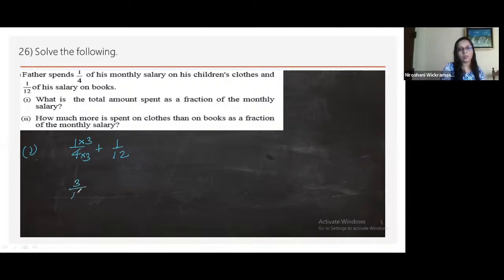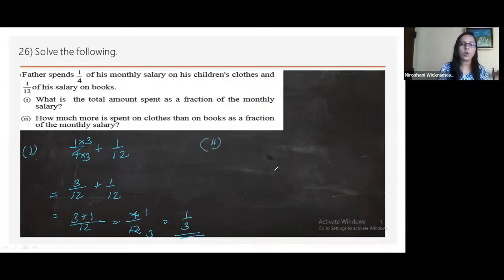3 over 12 plus 1 over 12. Then it means the denominators are same. 12, 3 plus 1, 4 over 12. You can simplify. How many go into 1? How many go into 3? Right? 1 over 3. From monthly salary, father is spending 1/3 for the children's clothes and for the books.